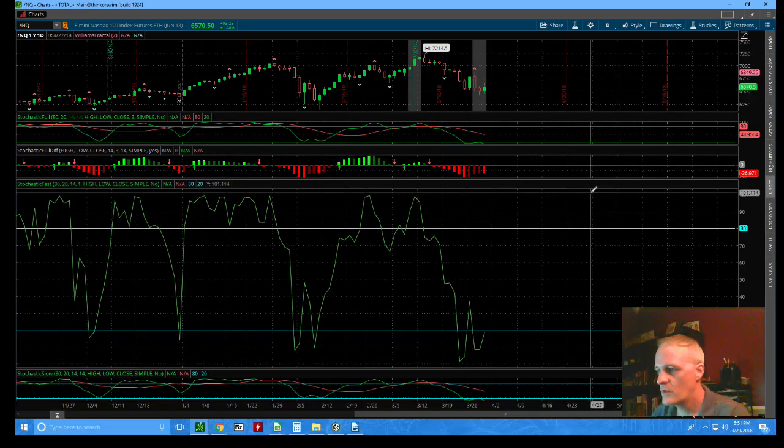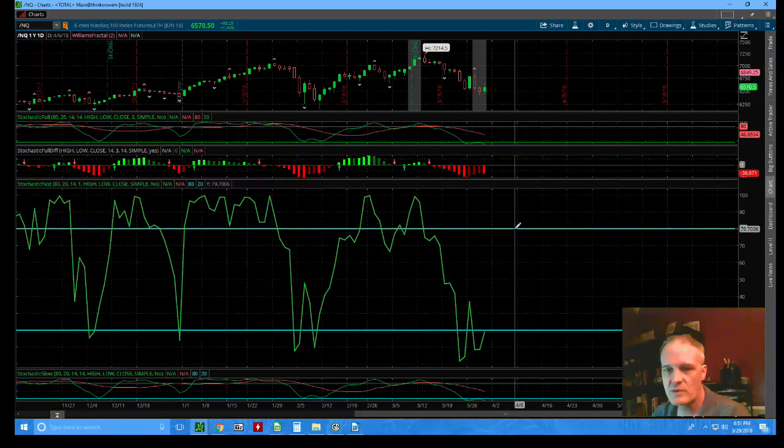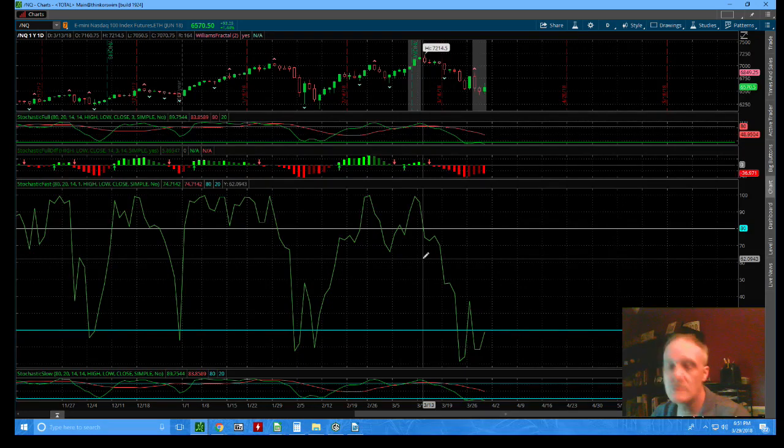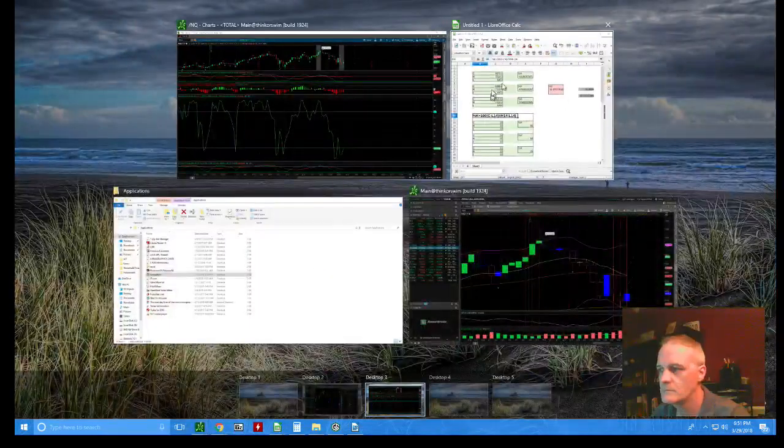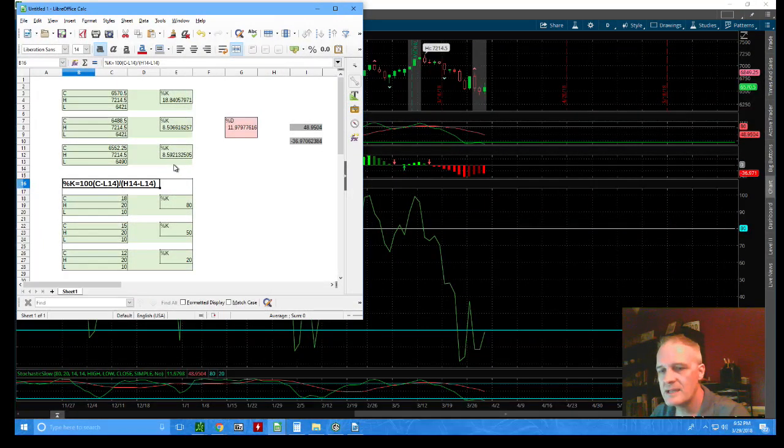Zero being here, 100 being here, 80 is the level at which we call it overbought, 20 is the level at which we call it oversold. Now, the idea behind all stochastic oscillators is that as price gets higher, in other words, the closer it approaches the highest high of your trailing period, the higher that ratio will be. Conversely, as the price approaches the low of the 14-day period, the lower that ratio will be.